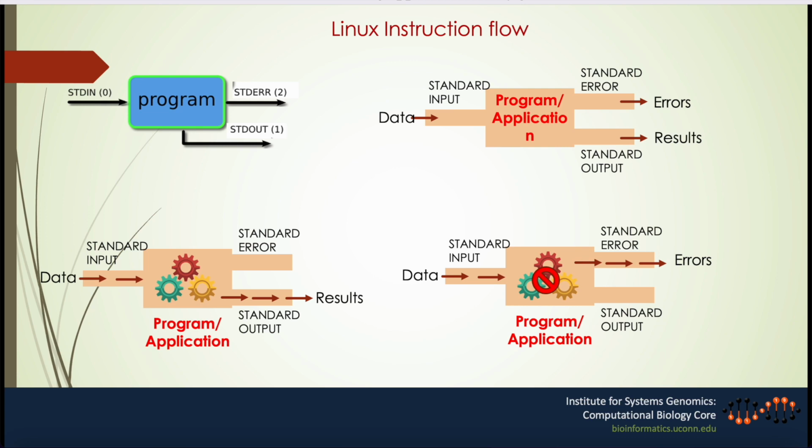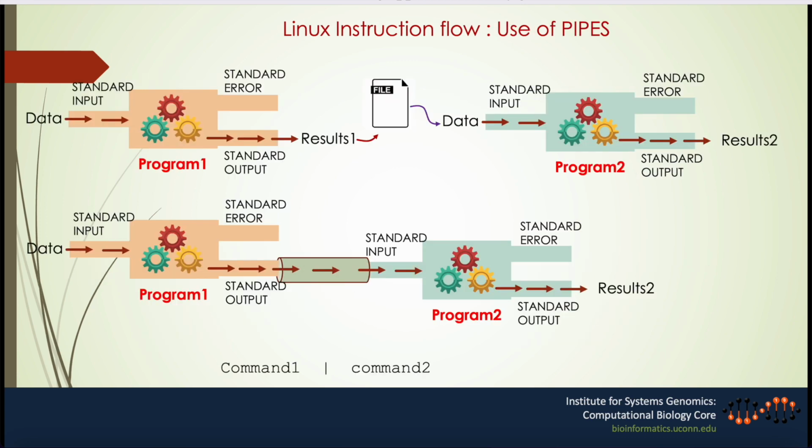Because both of those are pointed towards the screen, Linux gives us the flexibility of channeling the error and output separately if you would like to. We'll see those examples when we start writing batch job submission.